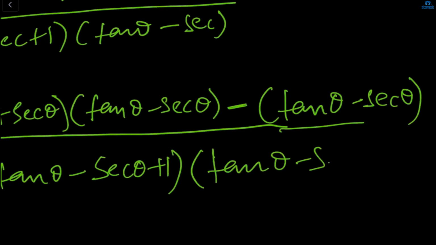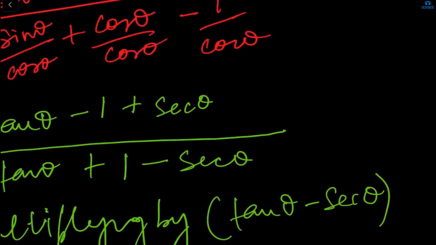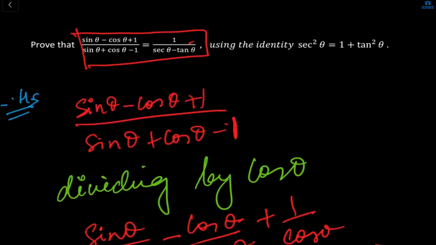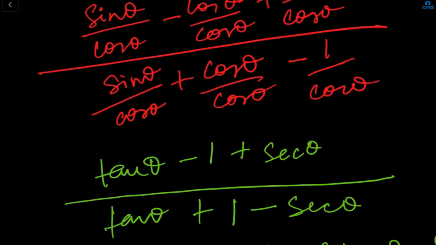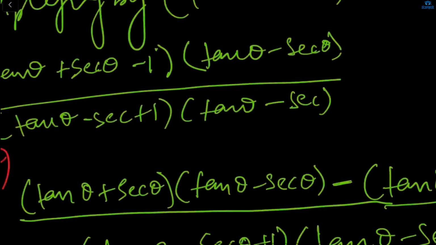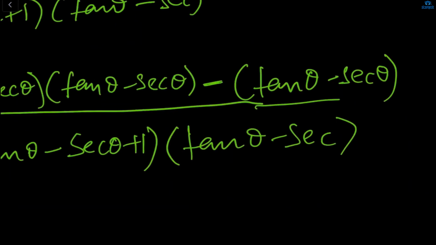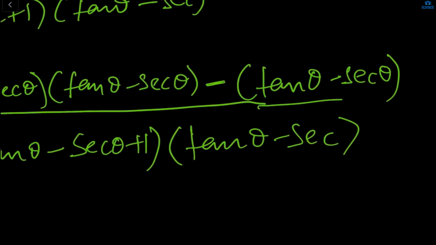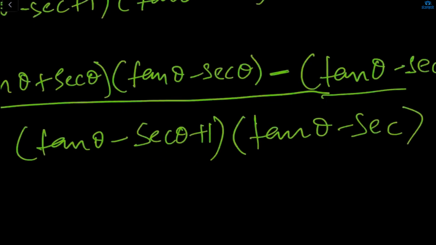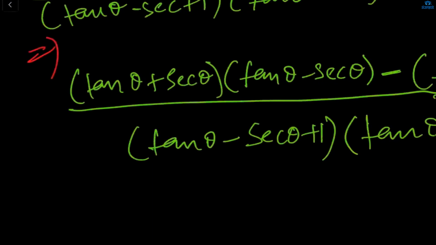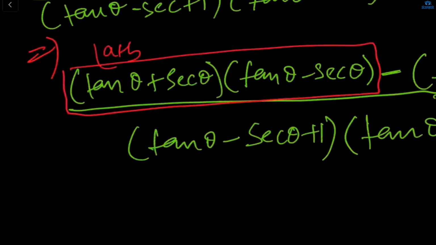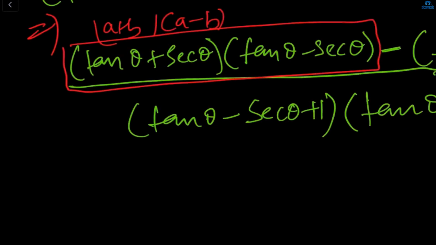If you see here in the question, everybody, you have to prove 1 upon sec theta minus tan theta, and in the denominator, we have 1 upon tan theta minus sec theta. Let's see what we can do. If you see the first term here, it is of the form a plus b, a minus b. Am I right? Yes.